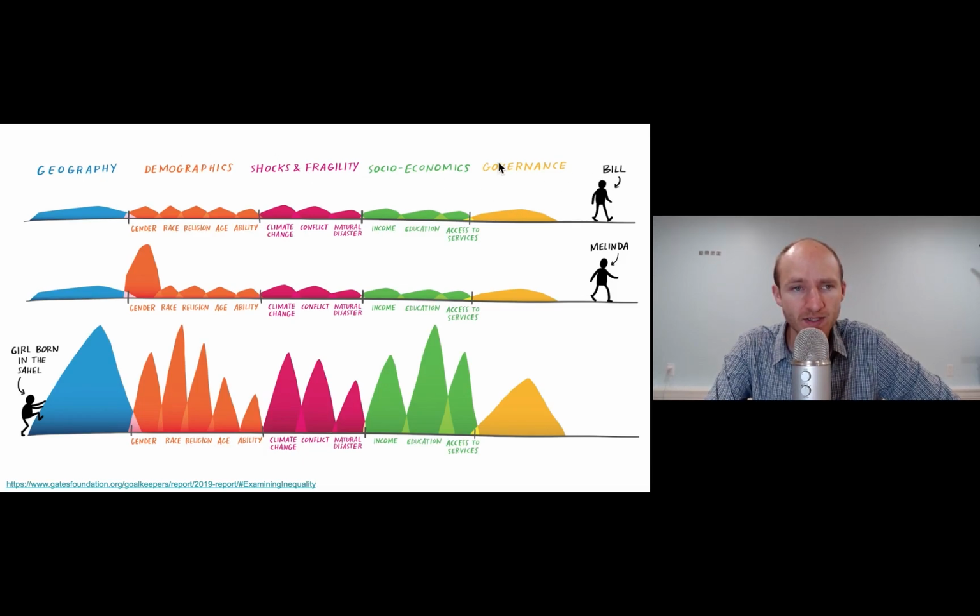For someone like Bill, up top, it's geography. Did he have good or bad geography? His demographics, was he white or male or whatever? Were there shocks to his life, like natural disasters? What about his socioeconomic status, like his income and his education? And what about governance? What was it like to grow up in America for him?